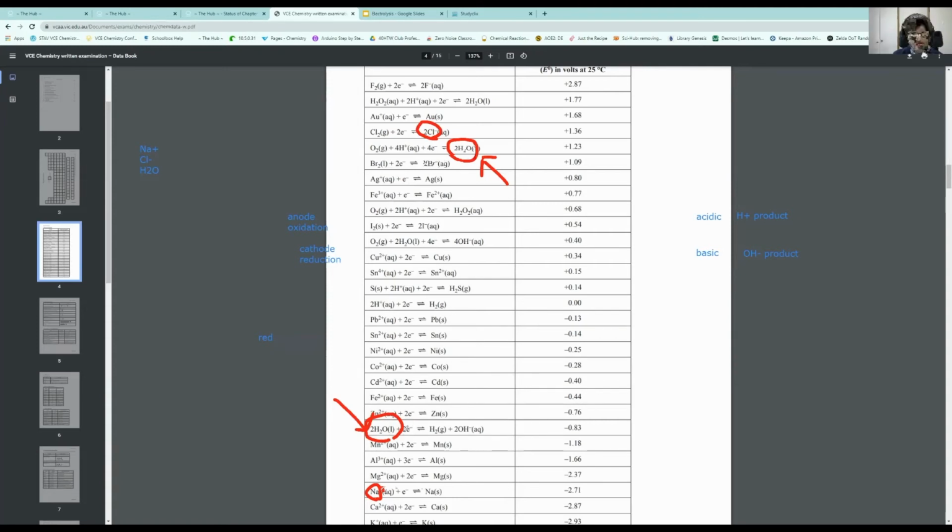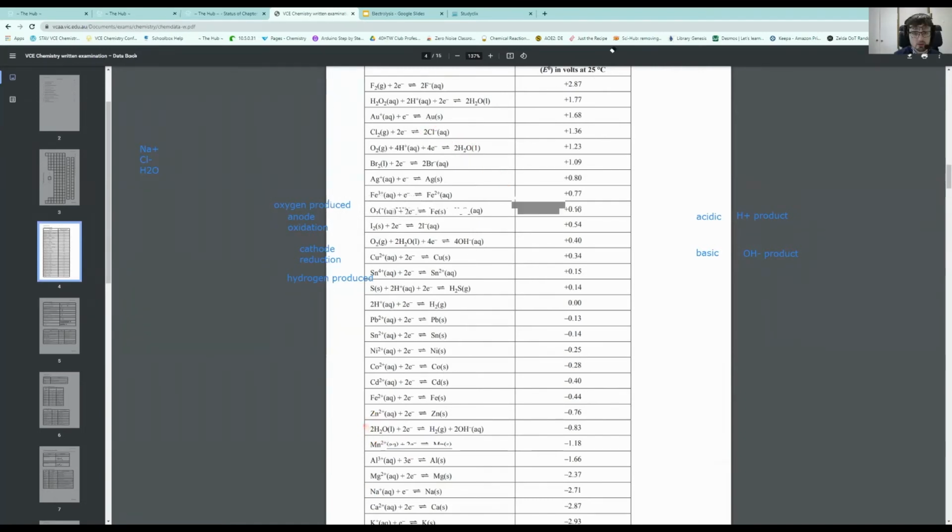So when we get reduction, which is the cathode, we will have hydrogen produced, and it's also going to make OH-, which makes sense with our thing over here. And we're going to get oxygen gas being produced over here, and that lines up with our H+ product. So you didn't need to align the colors that I've put here, but we've double checked our work and it's made sense.